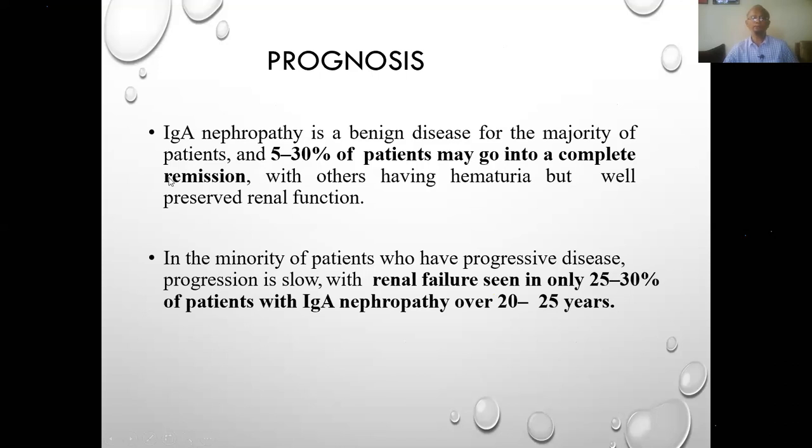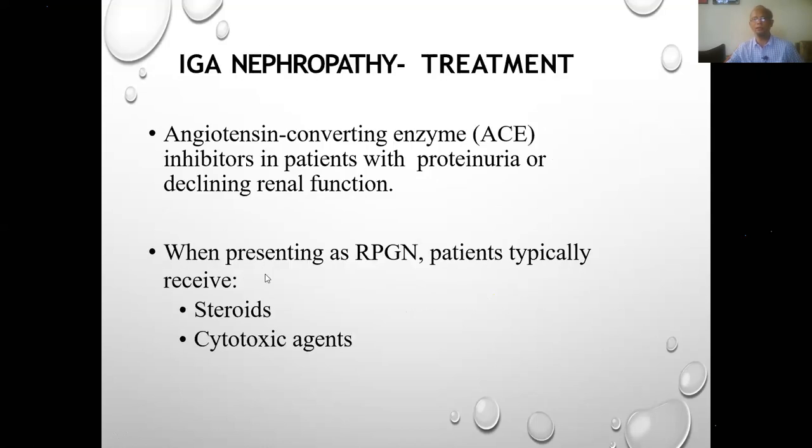What about the prognosis? IgA nephropathy is a benign disease for the majority of patients. 5 to 30% of patients may go into complete remission, with others having hematuria but well preserved renal function. In the minority of patients who have progressive disease, progression is slow, with renal failure seen in only 25 to 30% of patients over a period of 20 to 25 years. So you have to follow up this patient after a certain interval.